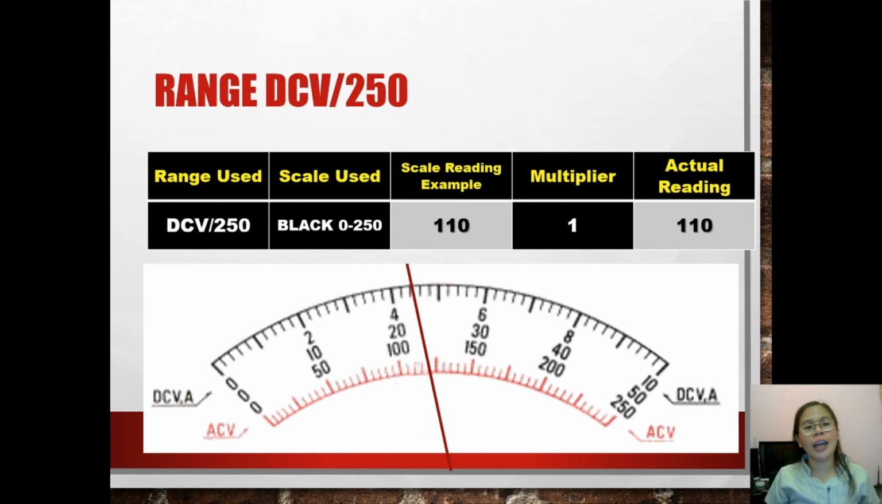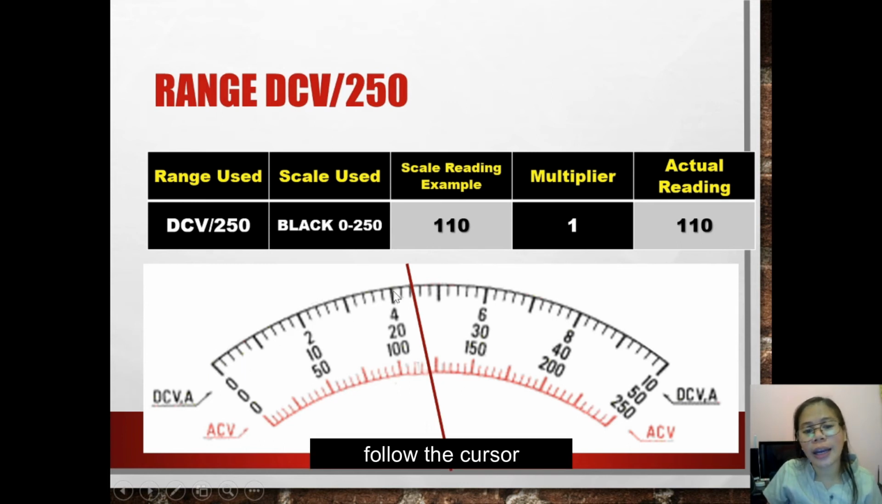Let's have here the range of 250. In the range of 250, we are going to use the scale of 0 to 250. We have here a scale reading example. So our scale reading example is 110. Why is that our scale reading example is 110? Very good, because the pointer points on the 110 scale. Each scale in 0 to 250 counts as 5. So we have here 100, 105, 110.